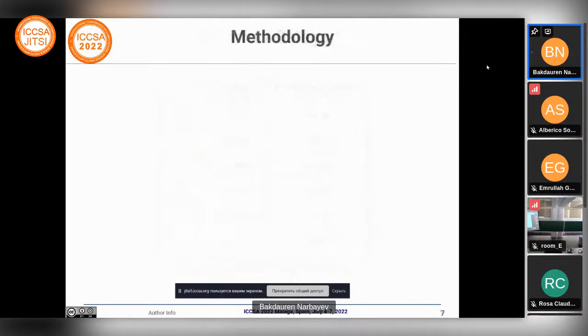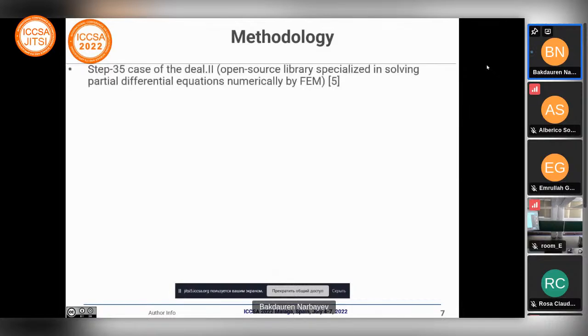Now let's move on to our methodology. To identify wind categories, we compute wind velocity values in the problem domain. For that, we utilized, as I have said, DIL2, an open source library that solves partial differential equations numerically by the finite element method. Inside the library, we used the step 35 case, which allowed us to solve incompressible time-dependent Navier-Stokes equations.